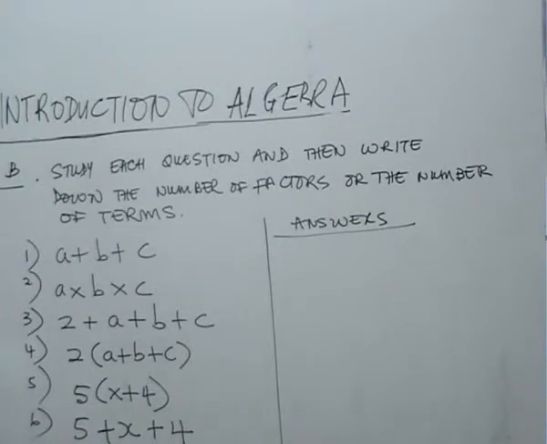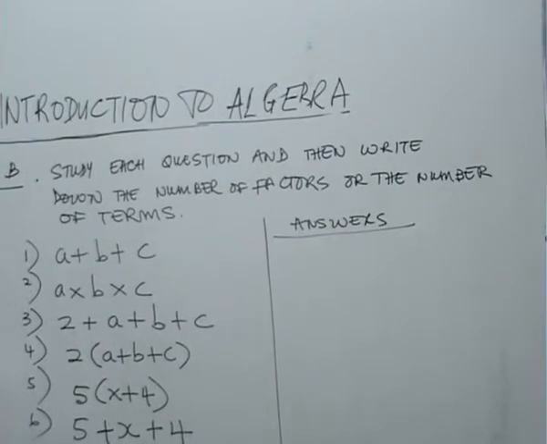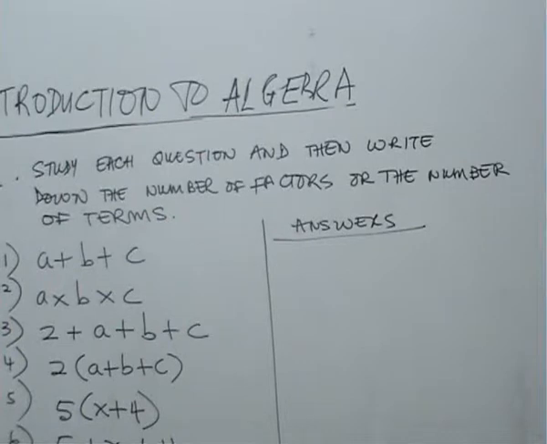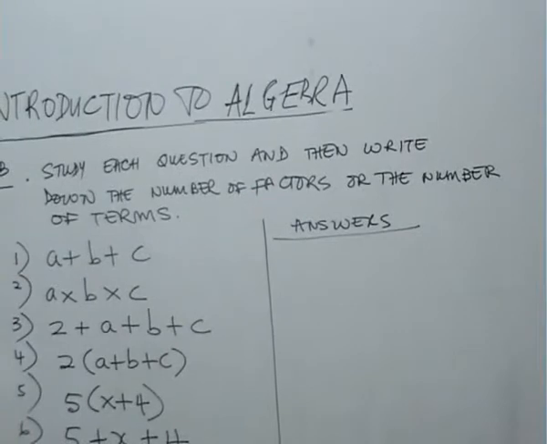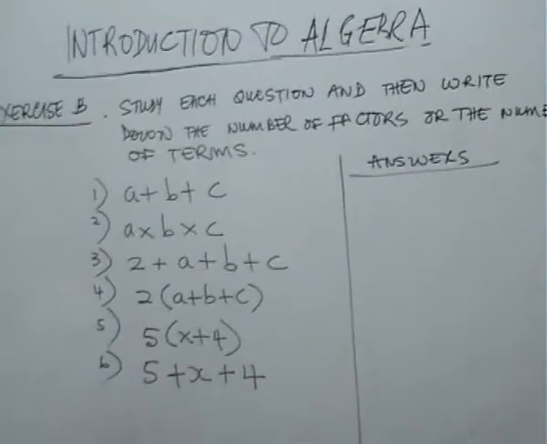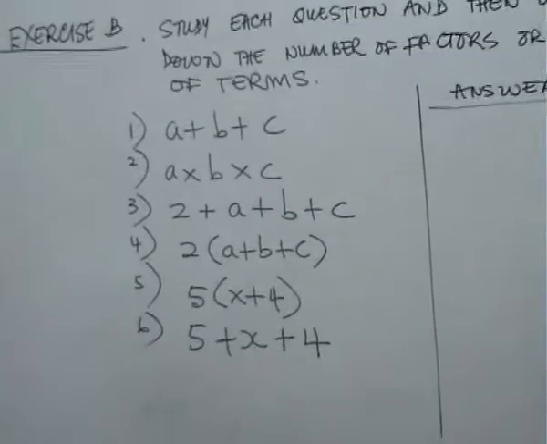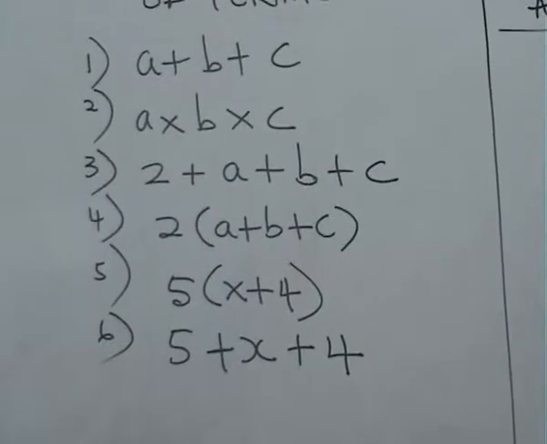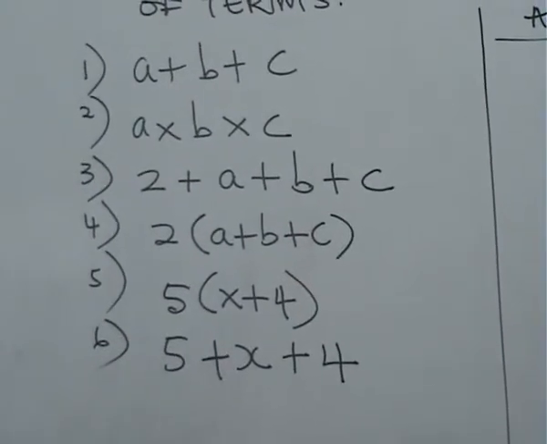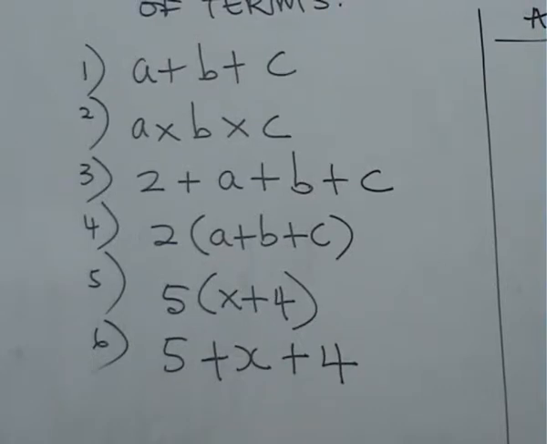Good. Now let's look at exercise B. You've got to study each question and then write down the number of factors or the number of terms. Each question has only one answer. The answer will be that it has so many terms or it has so many factors. So what you're going to do is take the questions down, switch off the DVD, write your answers, and then thereafter switch on again so that we can give you the answers. Alright, switch off now and try these examples.